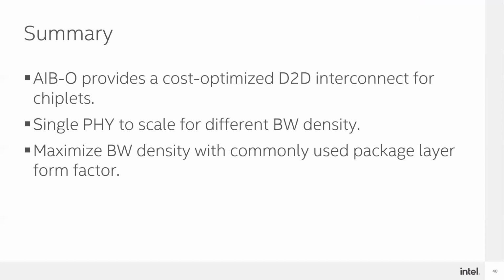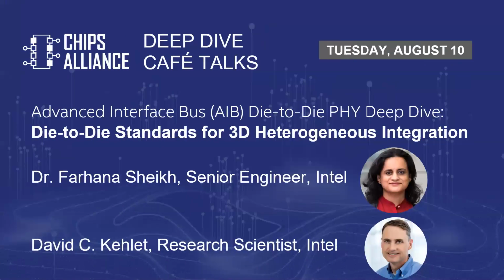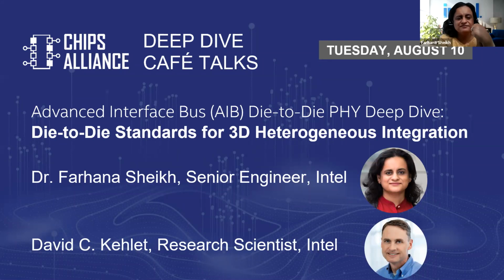And by the way, everyone, you can find the AIBO draft specification under the github.com Chips Alliance repositories. So next up, we have Farhana Sheikh, who is going to talk to us about AIB 3D. So Farhana.